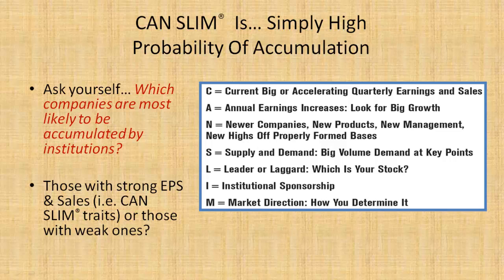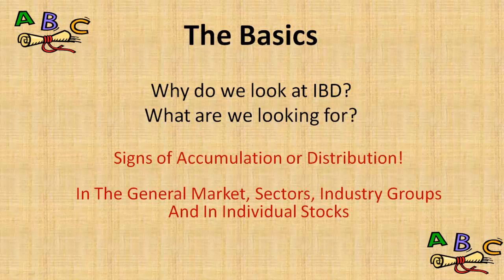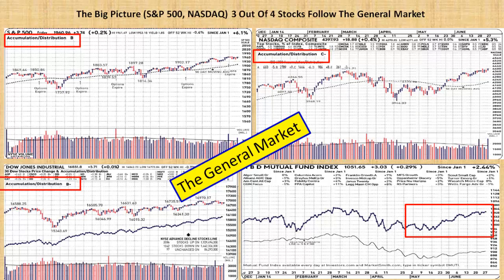CAN-SLIM is just an acronym to help us find stocks that will most likely be in strong demand by institutional buyers. First of all, why do we look at IBD? What are we looking for? In everything that we do, we're searching out for signs of accumulation and distribution, whether it's in the general market, sectors, specific industry groups, or individual stocks. Remember, 3 out of 4 stocks will follow the general market.